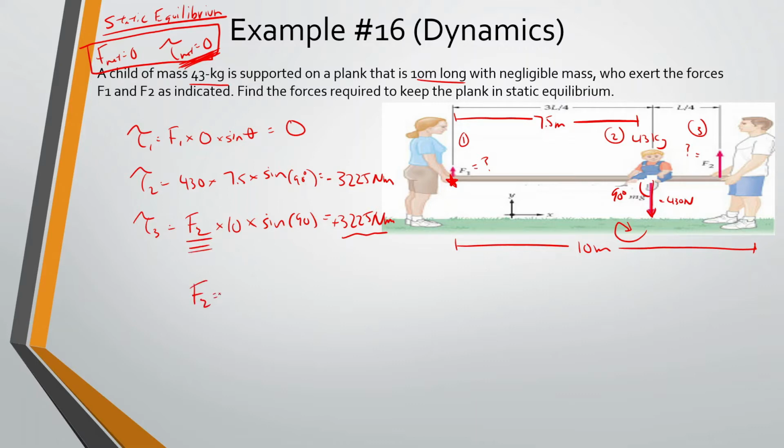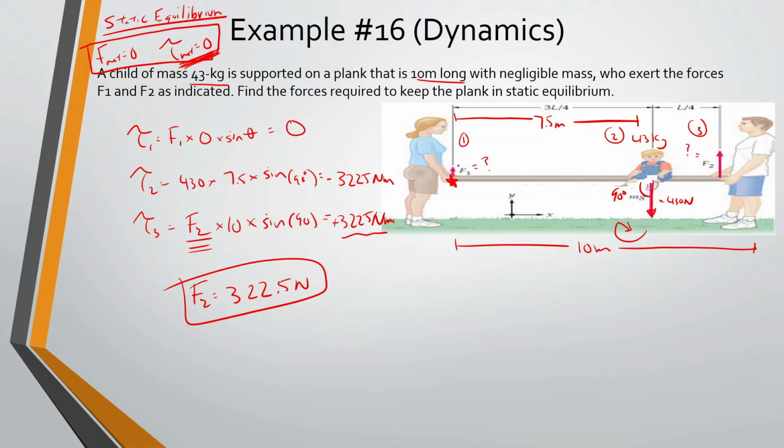So now I'm going to do force 2: 3,225 divided by 10. Sine 90 is just 1, so we don't have to worry about that. So this is going to be 322.5 newtons. Okay, that's how much this guy's pulling with.